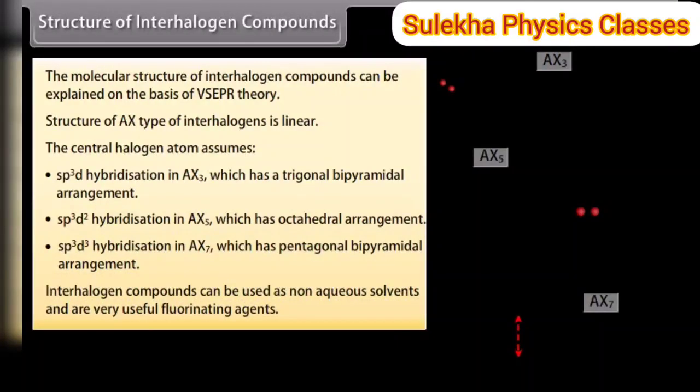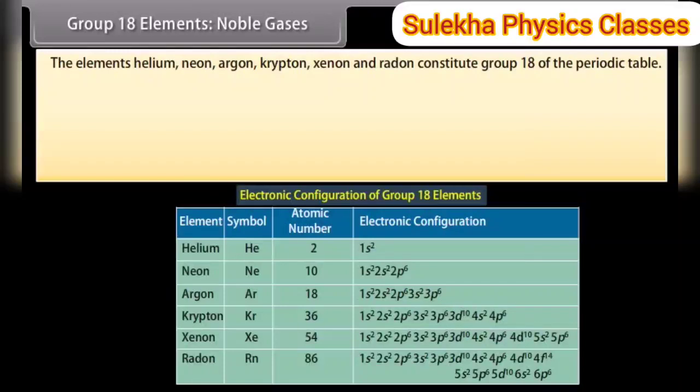Interhalogen compounds can be used as non-aqueous solvents and are very useful fluorinating agents. Group 18 elements, noble gases. The elements helium, neon, argon, krypton, xenon, and radon constitute group 18 of the periodic table.